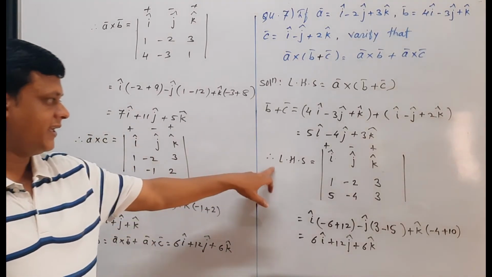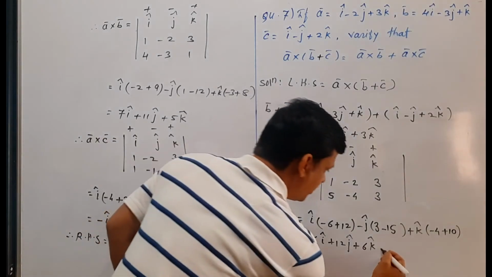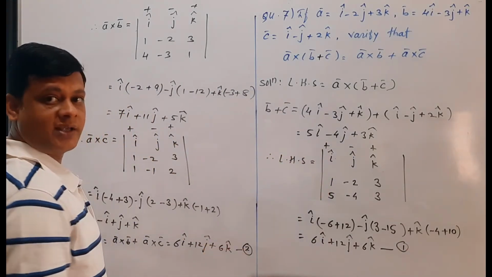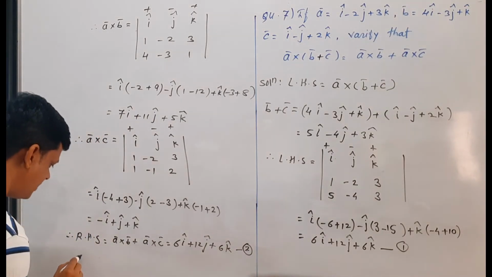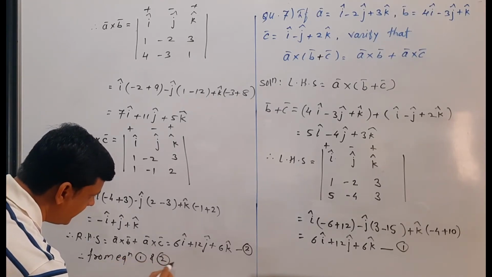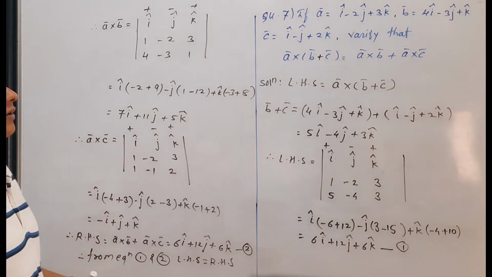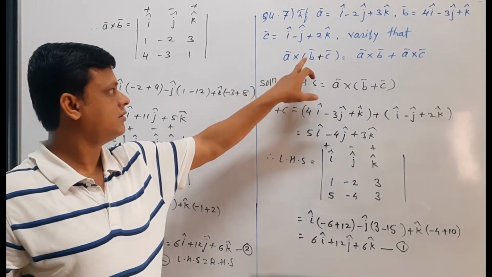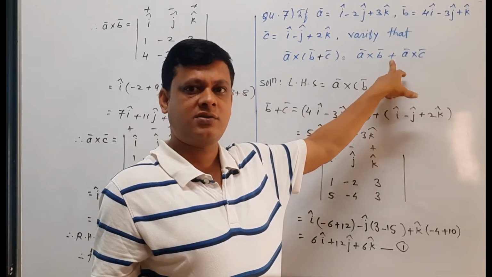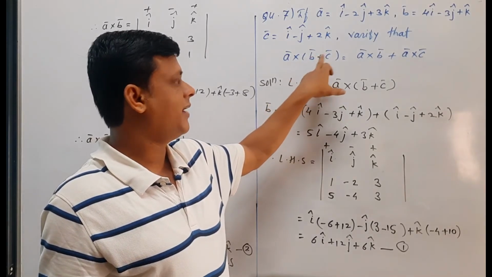So from LHS and RHS we get the same value, or you can denote this LHS as equation number 1, RHS as equation number 2. So from equation 1 and 2, LHS is equal to RHS. So in this way we verify that A bar cross B bar plus C bar is equal to A bar cross B bar plus A bar cross C bar. That means this cross product is distributive over B bar plus C bar.